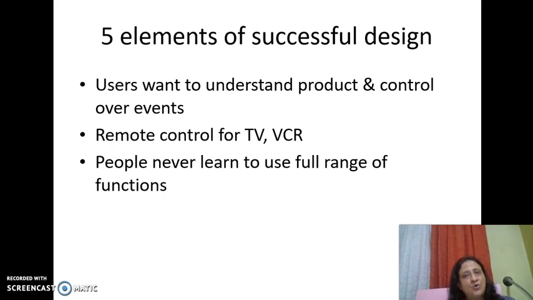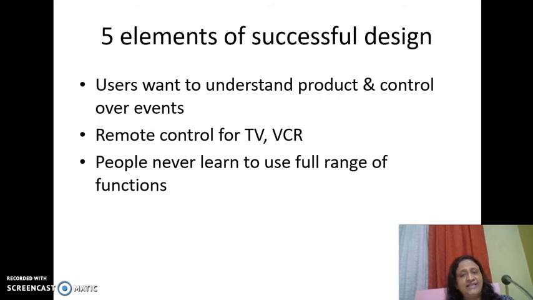So user always wants to understand the product and have control over the product. We take the example of a simple device, the remote control of either a TV or VCR. Many times we have observed that we frequently use only common or typical functions or knobs on this TV remote control. We always turn on the TV, we always select channels as per our requirement, we control the sound, that is audio. Like this, we perform simple operations for this TV remote control or VCR remote control.